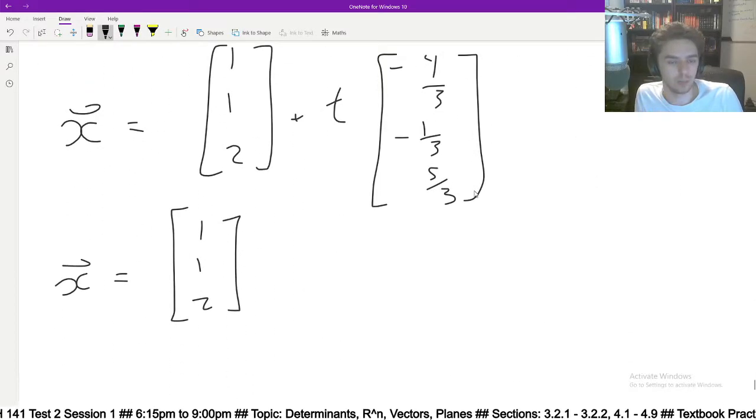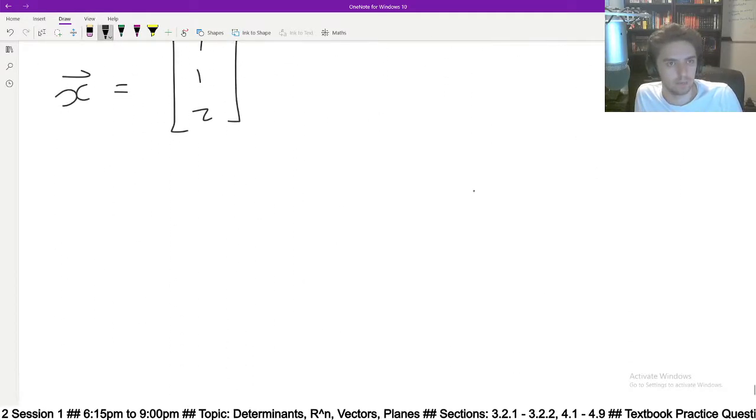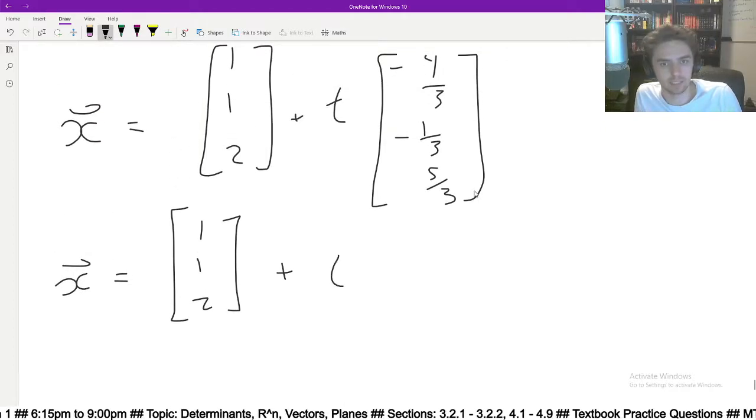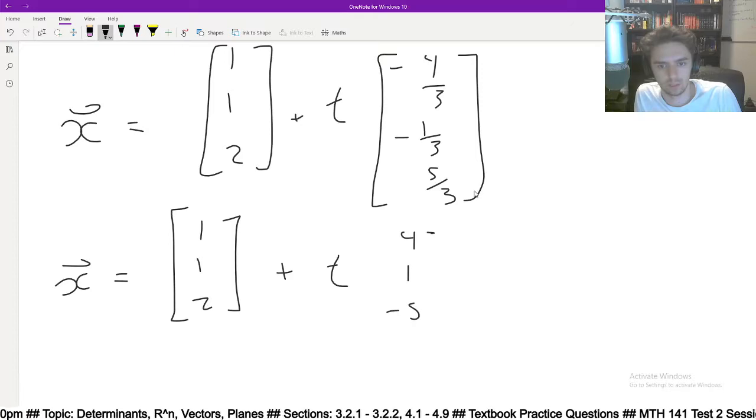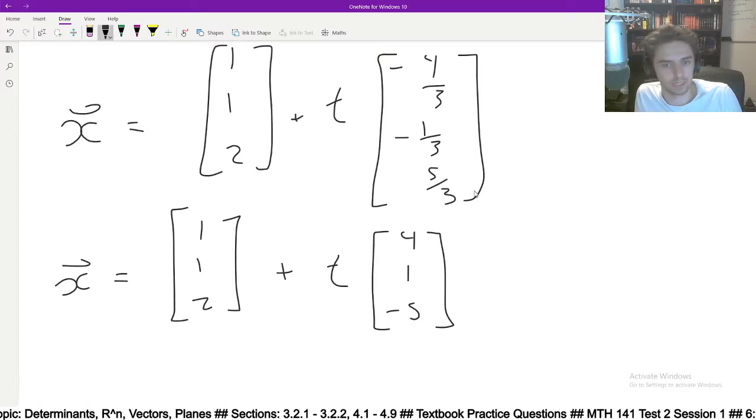112 is our starting point, and they give us that in the question. So that's how they wrote it in the textbook, which is the same thing as what I wrote, just negative 3 times the direction vector.